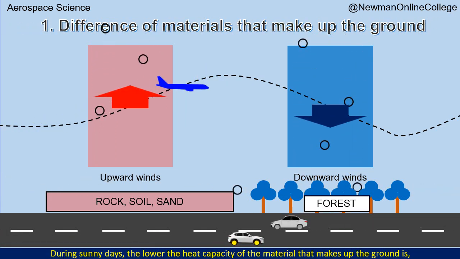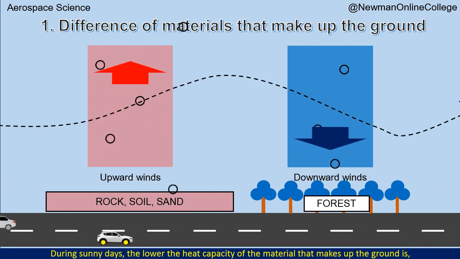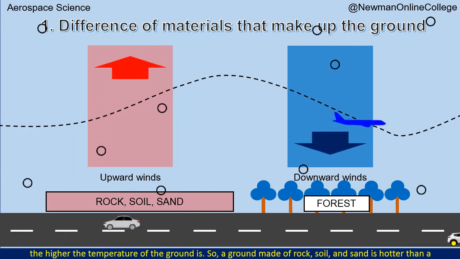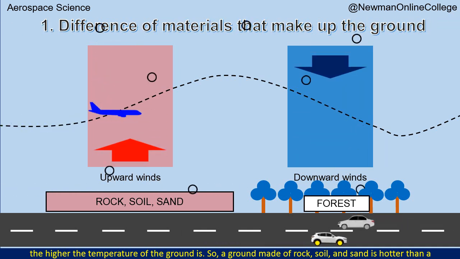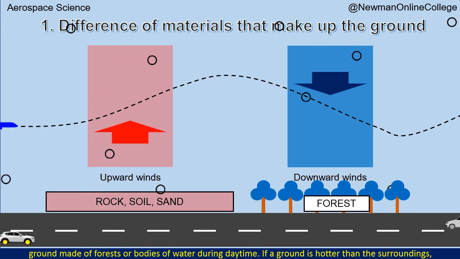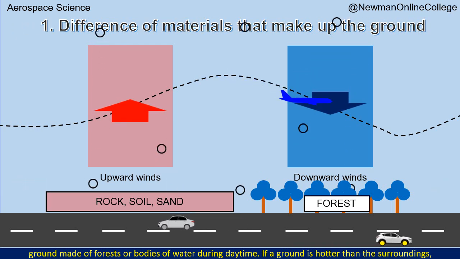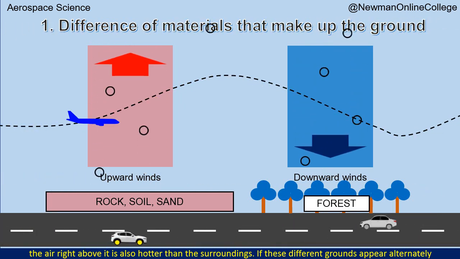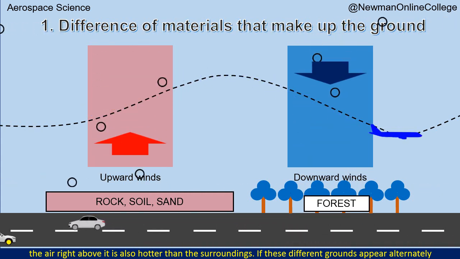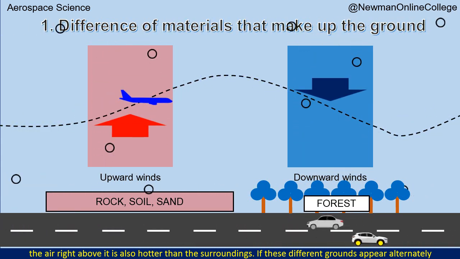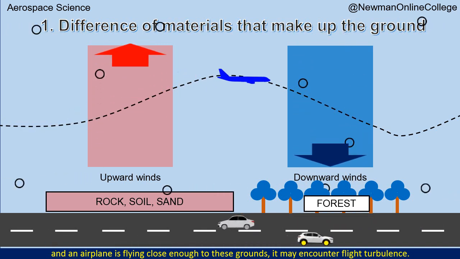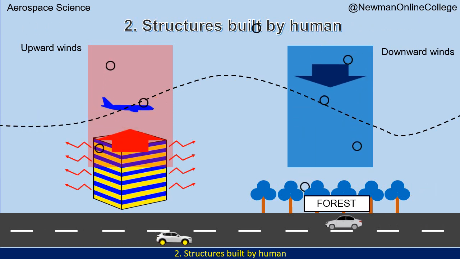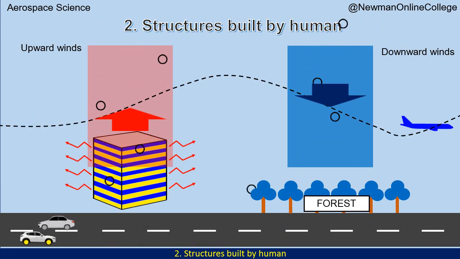During sunny days, the lower the heat capacity of the material that makes up the ground is, the higher the temperature of the ground is. So, a ground made of rock, soil, and sand is hotter than a ground made of forests or bodies of water during daytime. If a ground is hotter than the surroundings, the air right above it is also hotter than the surroundings. If these different grounds appear alternately and an airplane is flying close enough to these grounds, it may encounter flight turbulence.